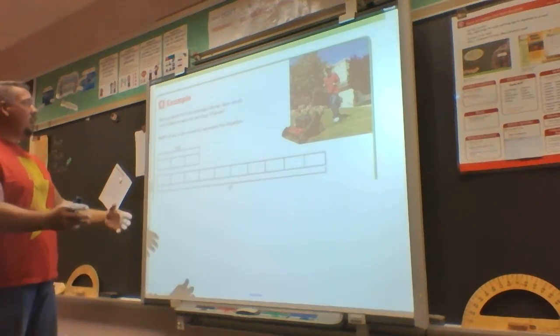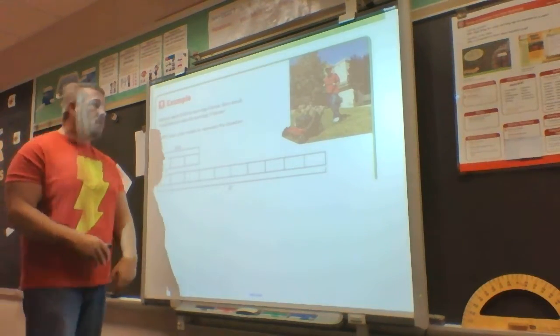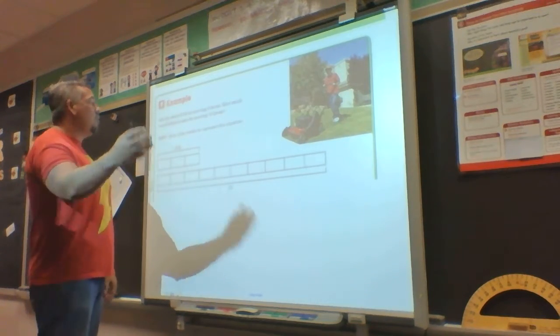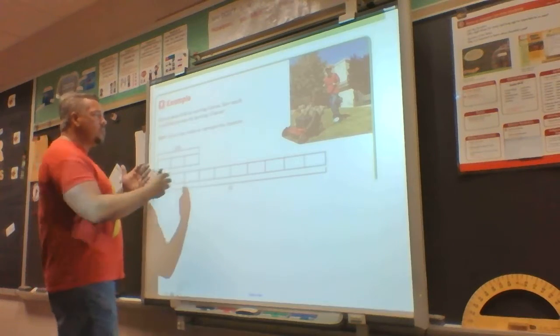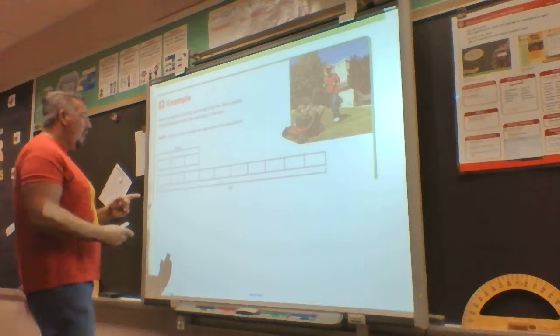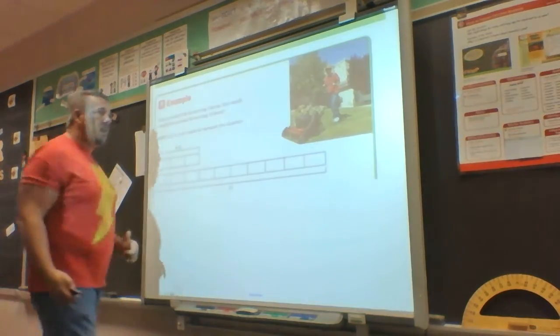All right, so we have Kenyon. He earns $105 for mowing 3 lawns. How much would Kenyon earn for mowing 10 lawns? It gives you this model that we can set up. If I get this much for 3 lawns, how much would I get for 10 lawns?